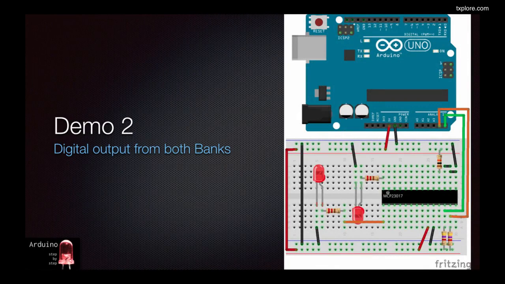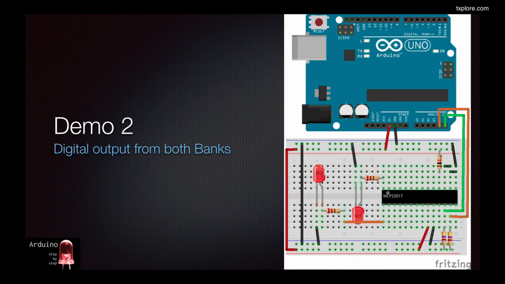In this demo, I'll show you how to control output pins in either bank A or B, using the lower level Wire library or the Arduino library. Just adjust your circuit so that it contains a second LED connected to pin 1 on the port expander, which is also named GPB0.